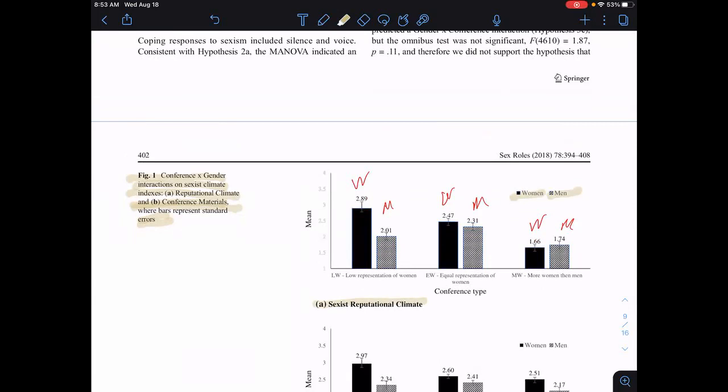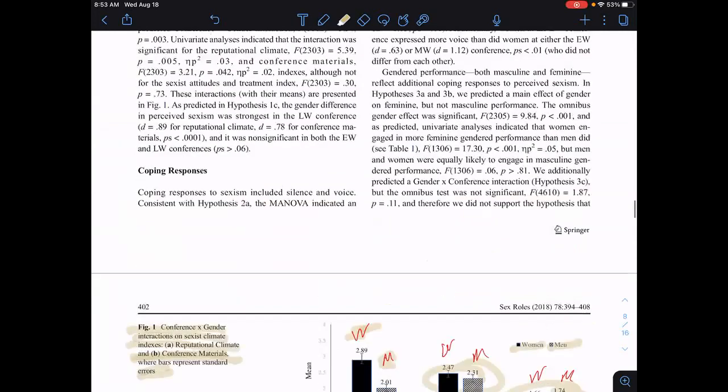Well, women think there's a reputational climate and men don't report. Women report when there's a low representation of women in the conference. Women report a sexist climate around who is considered high reputation, men or women. And that's not so much for when there's equal representation of women. These are about the same. So is that statistically significant?